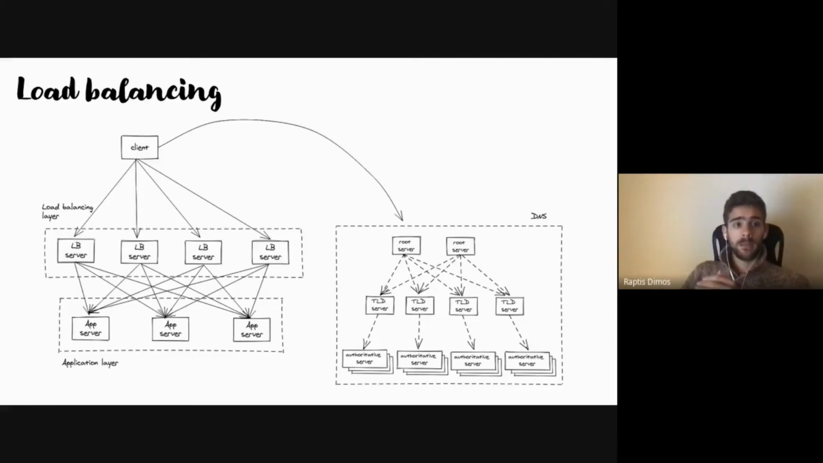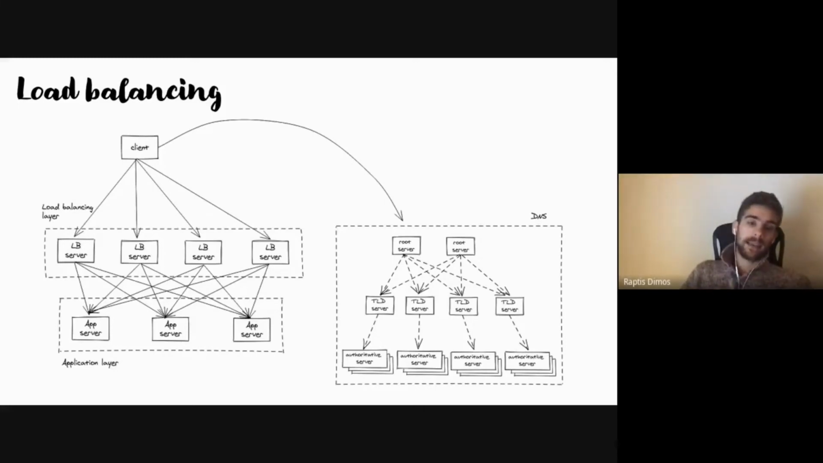A layer above that, we have a set of load balancers that will be the first entry point for user requests, and then will be responsible for delegating these requests to the various application servers. And there are many different strategies and algorithms on how this distribution will work, such as round robin or selecting the application server with the smallest number of connections or active requests, or other strategies.